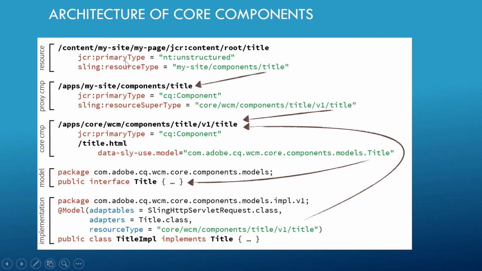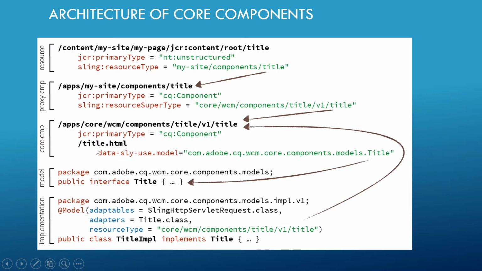This is another view of the architecture. For the resource content/my-site/my-page/jcr:content, the title component is used. The title component's resource type is my-site/components/title. It's a custom, proxied component. I will explain what that proxy is. So apps/my-site/components/title has a resource super type of the v1 version of the title. It's the same thing we saw in the previous slide. That is the core component.